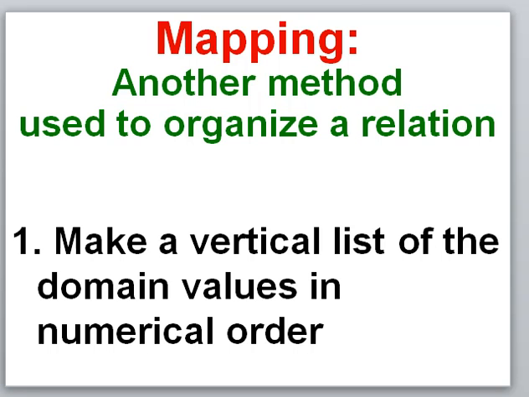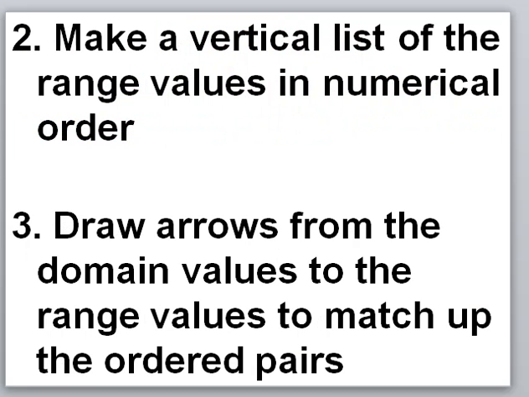relations that are listed. There's different things that you can do to map something. One of them that you can do is just make a vertical list of the domain values in numerical order. So we'll just look at all the x values and put them in order from least to greatest. Then what we'll do is make another vertical list of the range values in numerical order from least to greatest. And then we'll draw arrows that match up the x and the y value.